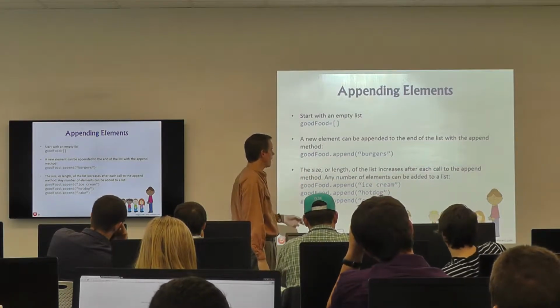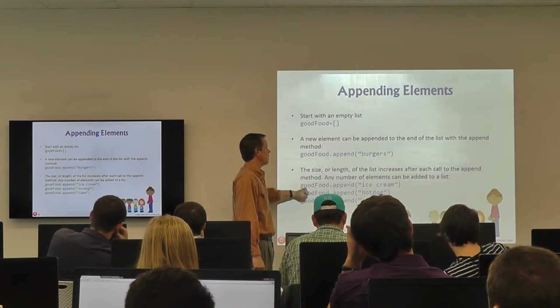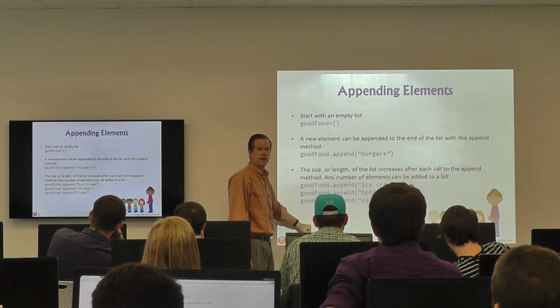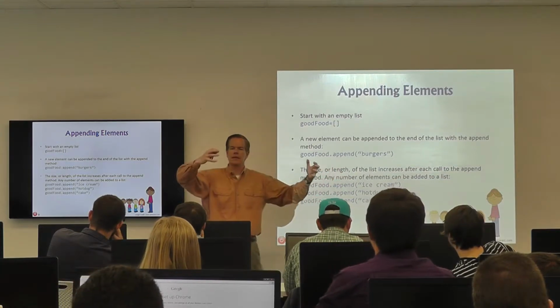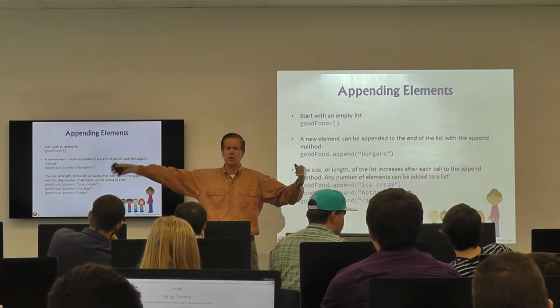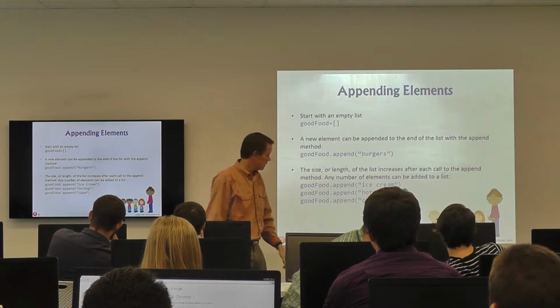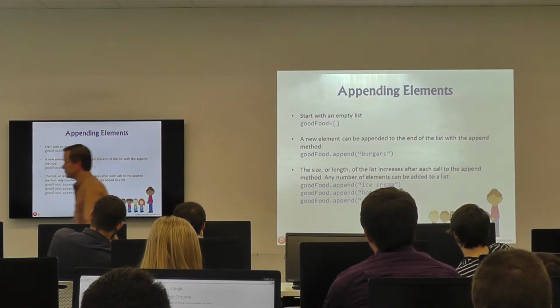Any number of elements can be added to the list. So we can add ice cream, hot dogs, cakes, brownies, everything. Just keep calling that append, and basically just sticking stuff on the end of the list. Keep it going, keep it going, keep it going. Make sense? I think I got some code to show you here.